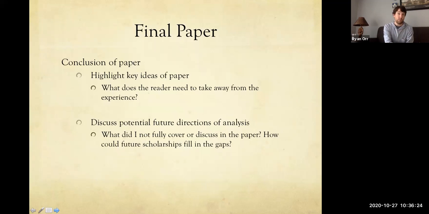So talk about what you didn't fully cover. We could talk about future scholarship, or things that I didn't touch on at all that perhaps we could touch on in later scholarship. How can I fill in these gaps that my paper leaves open? So that's what we're looking at in terms of the conclusion. Two main parts. Highlight key ideas of the paper; the question is, what does the reader need to take away from the experience? And then the second part, proposing future directions of scholarship connected to your paper. What did I fully cover in the paper? How can future scholarship fill in these gaps?